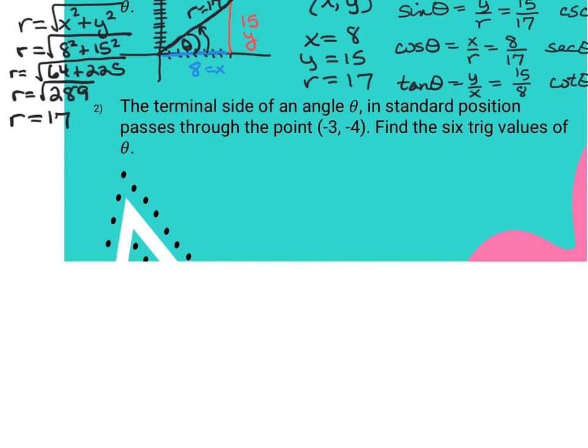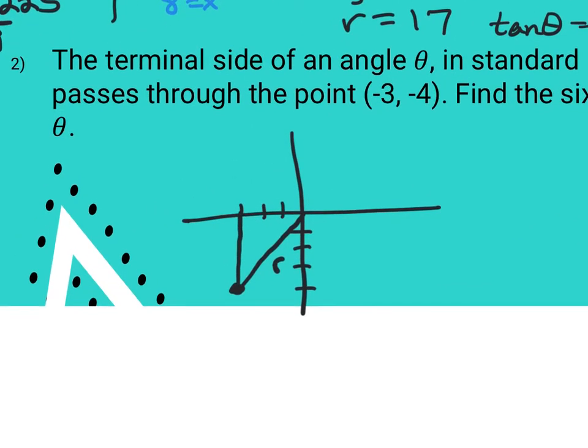Let me go ahead and let's graph it just to give ourselves a visual. So I'm graphing the ordered pair -3, -4. So 1, 2, 3, 1, 2, 3, 4, -3, -4 is here. So again, to make the triangle, this is your R from 0, 0 to the point. When we go to make the triangle, we make it go back to the x-axis, not to the y. So there's my triangle. Here's my angle theta.